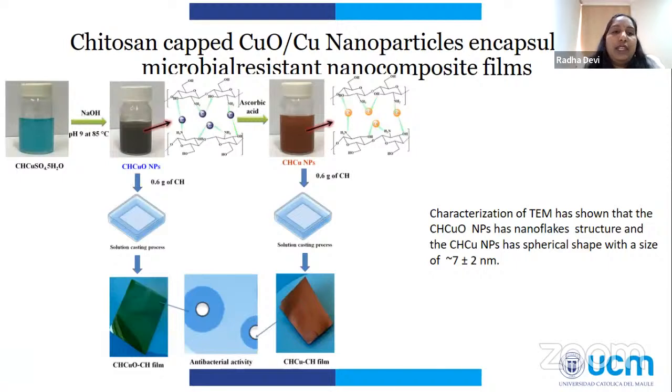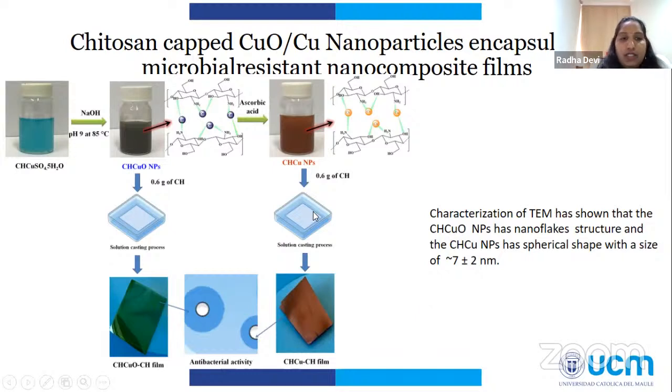This is a publication we published in the International Journal of Biological and Medical Chemistry. Here we used chitosan as a capping agent for the synthesis of copper oxide and encapsulated copper nanoparticles, which have potential application as antimicrobials. Here we used copper sulfate and reduced it with sodium hydroxide to obtain copper oxide nanoparticles. Later, we used ascorbic acid as a reducing agent and obtained chitosan-capped copper nanoparticles. After obtaining these nanoparticles, we used them to make copper films.